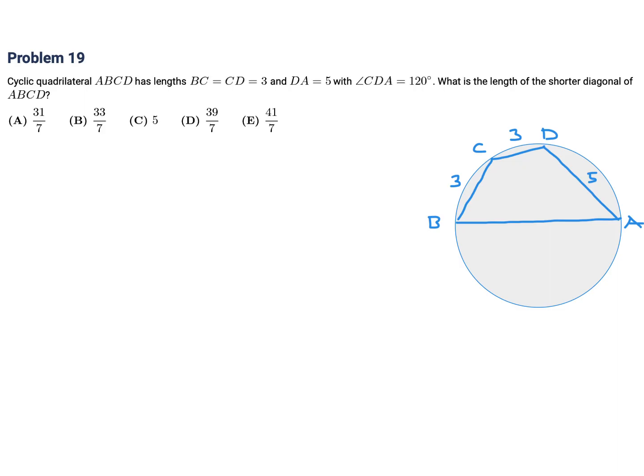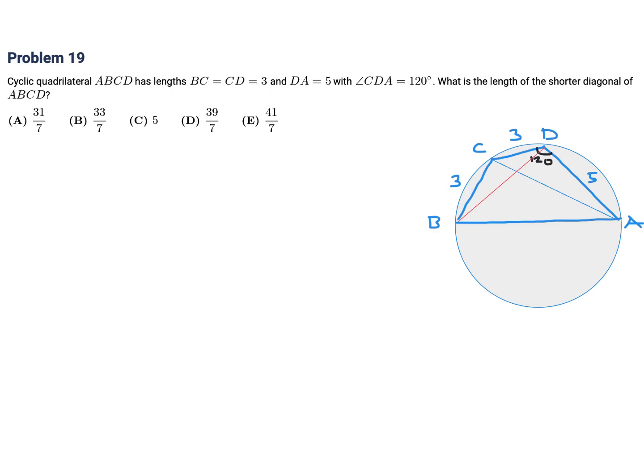Oh, CDA. Okay, so that's a little bit different. So I'm going to have to draw a line from C to A. Yeah. And then that angle is 120. Oh, wait. Hold on. CDA. Yeah, this angle is 120. Okay. All right. So now we have to figure out the length of the shorter diagonal. So the shorter diagonal, I assume, is referring to B to D. This guy.